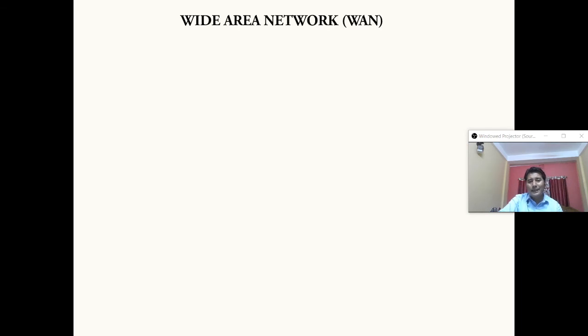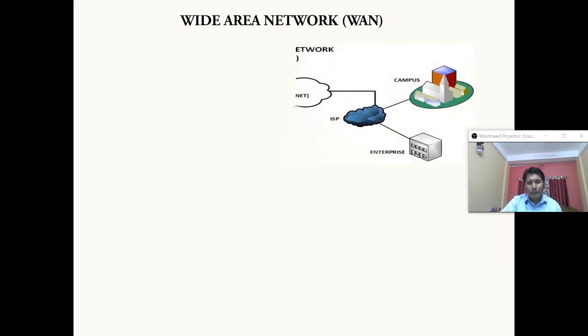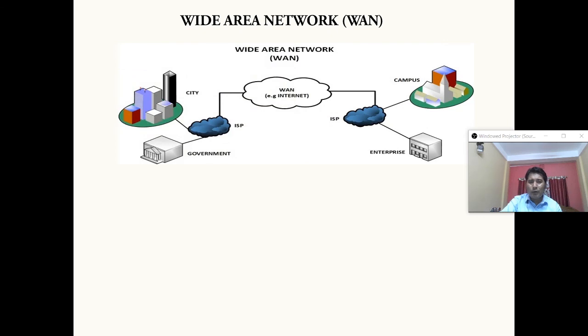Now next is WAN, or wide area network. This is much broader than the MAN. It covers a huge area, a huge distance, say from one city to another city, one state to another state, maybe from one country to another country. So this is the block diagram of a wide area network. That is the example of the internet.